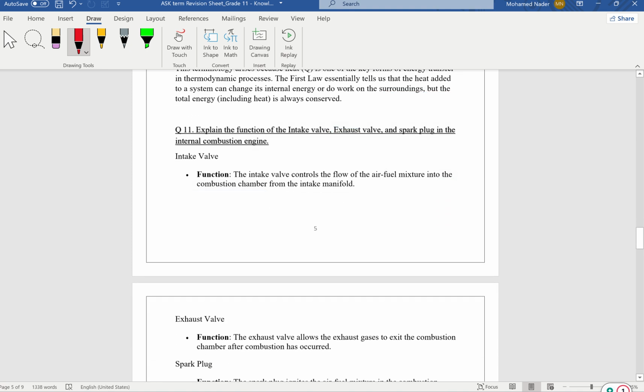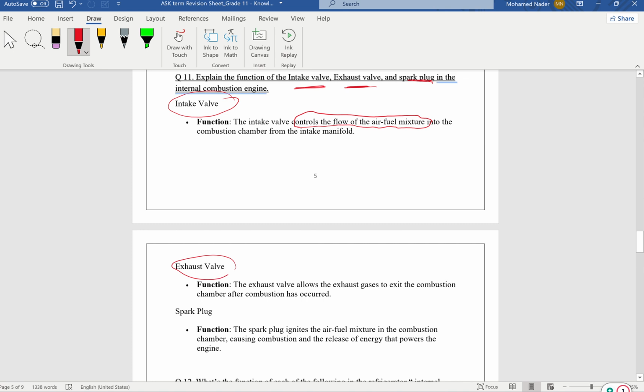What is the function for each of the following: intake valve, exhaust valve, spark plug, in an internal combustion engine? You will find an intake valve. It is responsible for controlling the flow of the air-fuel mixture. And the exhaust valve has a function where it allows the exhaust gas to exit the combustion engine, and then this gas will be used to make the car start to move.